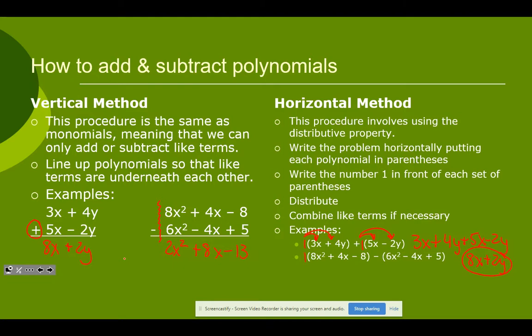Second one, again, putting ones in front, distributing all the way through, I end up with 8x squared plus 4x minus 8. Now be careful, I'm distributing a negative 1 here with the second set of parentheses. So minus 6x squared plus 4x minus 5. Combining like terms gives me 2x squared plus 8x minus 13. Again, same exact answer from the vertical method.